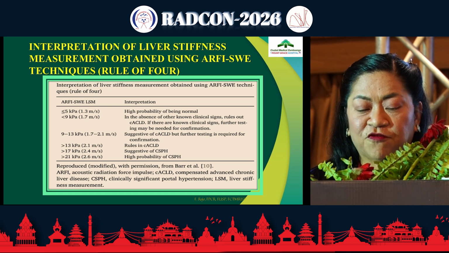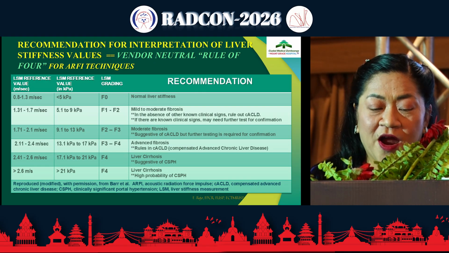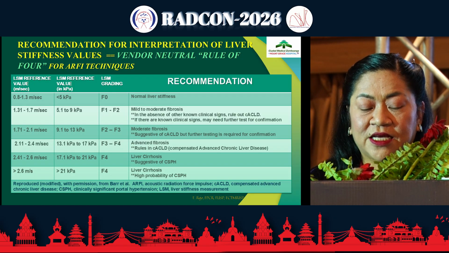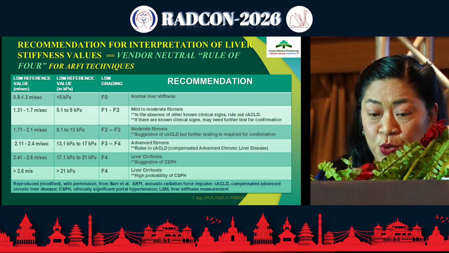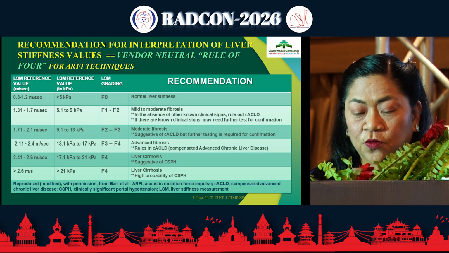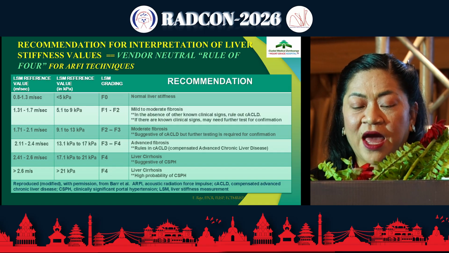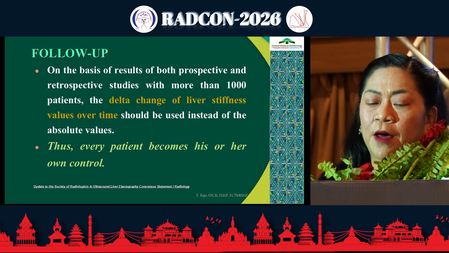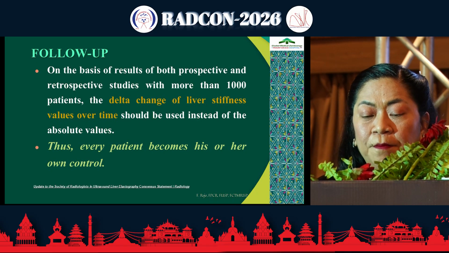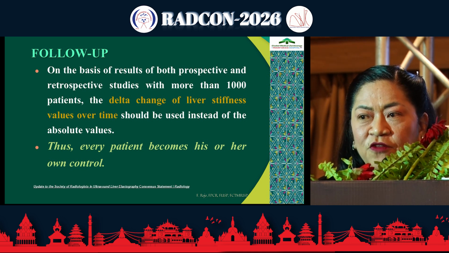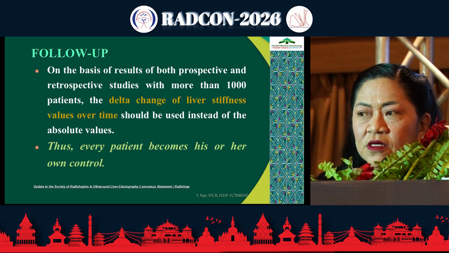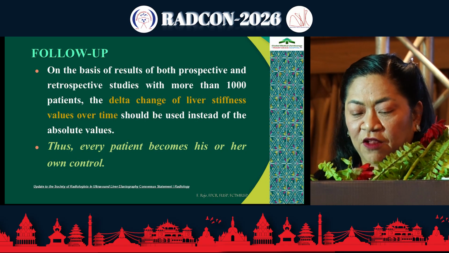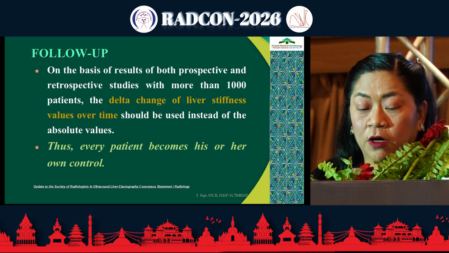Actually, I made this graph based on what I learned before in India. And then I put the equivalent, and these are the numbers that were given by the new vendor-neutral rule of 4. So the answer is here. Whatever number we have, we give this on the side. And for follow-up, it's also important to look at the delta change, meaning your own values, and then what's your next value? So you compare to yourself. A person becomes his own control.